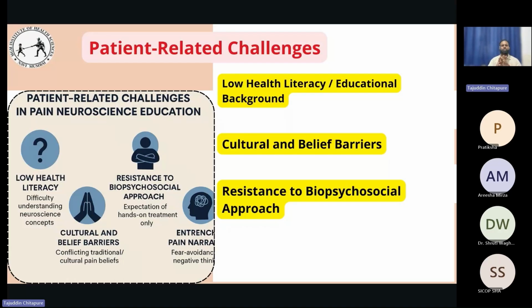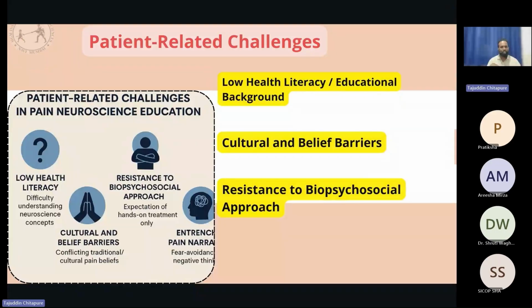Again, there is resistance to the biopsychosocial approach. Many expect hands-on treatment. No one wants education. Hands-on treatment and quick fixes, not an educational session. You must have seen many reels or viral videos where patients love that crack and knack sound, quick fixes, right? They don't want to listen to a boring lecture. But why is it important in your chronic pain patient? You need to make an educated patient. For that you need to have the outcomes. What are the factors you need to find out through the outcomes, right?